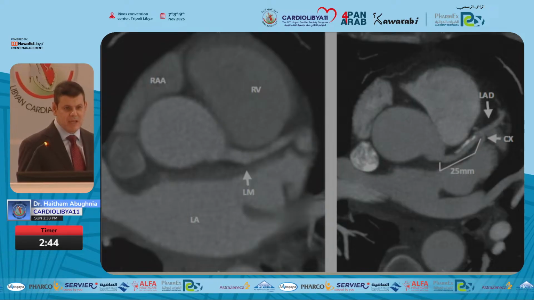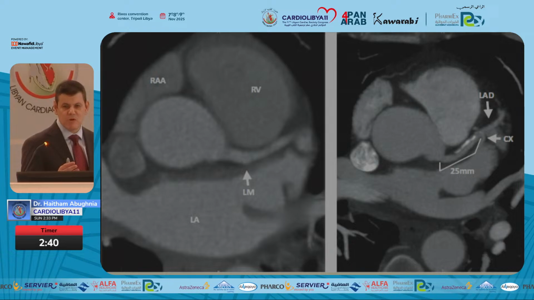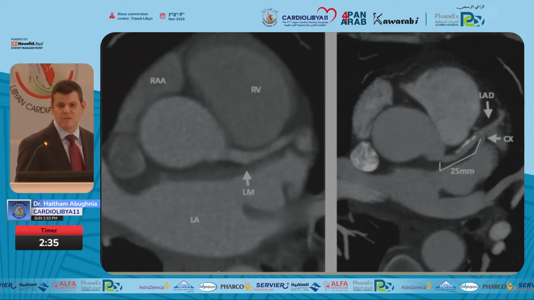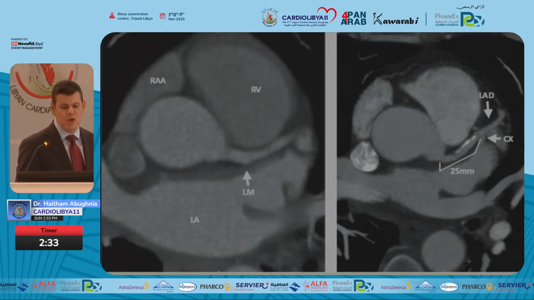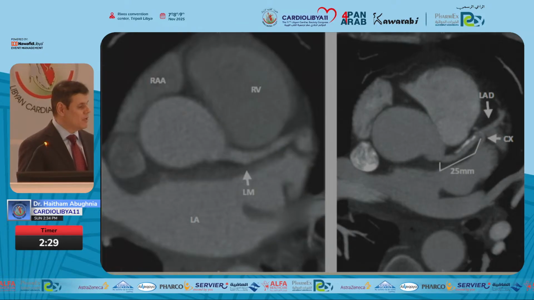You can see the left main, and how many people in the room usually see some complication with a cardiac cath over the last month. We see them every day, and I'm one of them. Just last week I had a patient with a very experienced interventionalist who had a dissection of the coronary arteries.